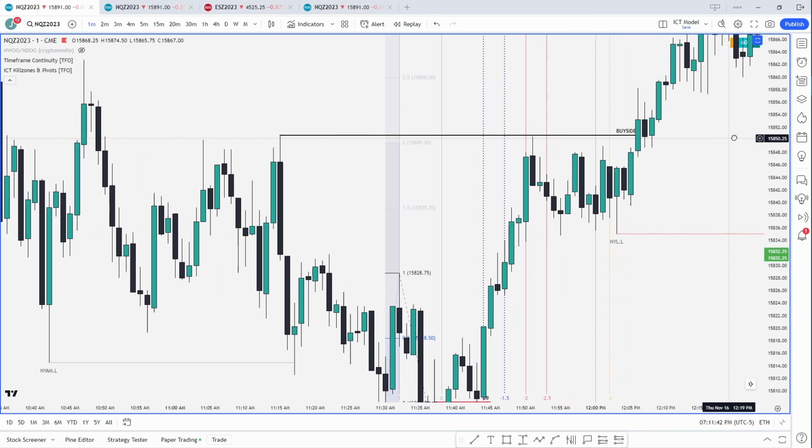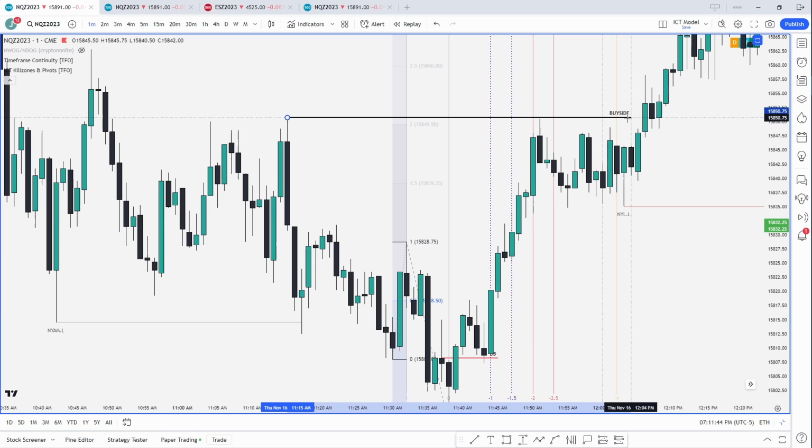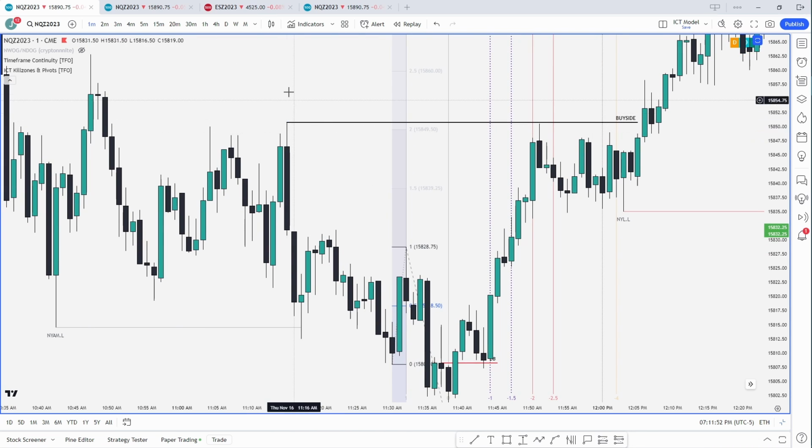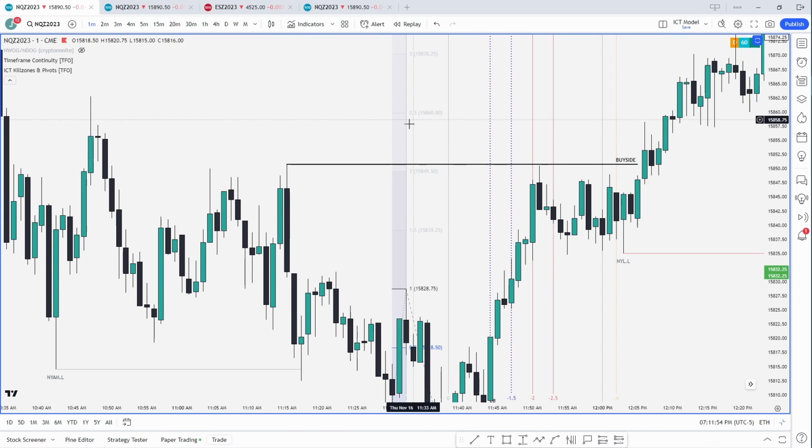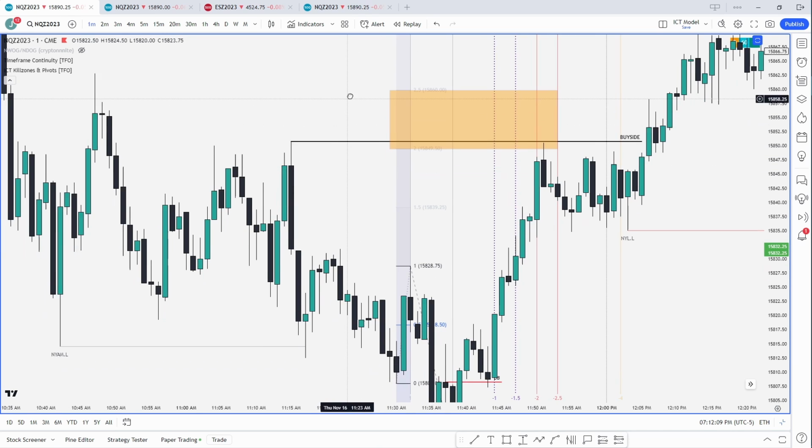So other than your liquidity objective, on any time frame, it could be specific to the time frame you're trading on or just a higher time frame liquidity objective. But besides that, this 2 to negative 2.5 price deviation is typically where you want to aim for. So right in here, I'll shade it in orange, is typically where you want to be looking for price to retrace into.